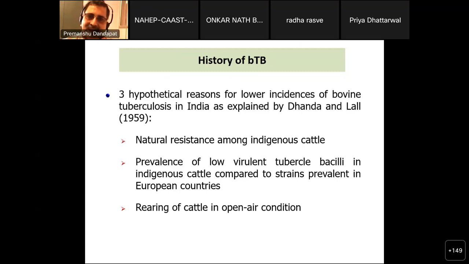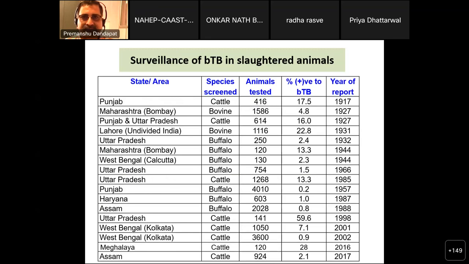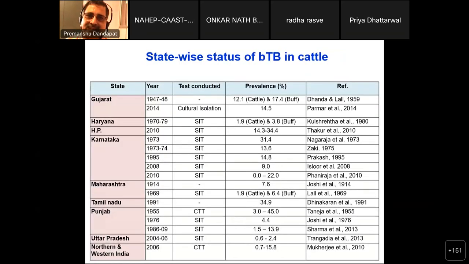I'll just tell how we are exploring and getting the real information on tuberculosis in India. If you have a look at this slide, different people have worked on the surveillance of bovine tuberculosis in slaughtered animals, and you can see the percent positivity ranges from 0% to 60%. So it's very difficult to conclude, because no national surveillance program has been conducted yet in India. Even with testing or screening of cattle by different tests like the tuberculin test or gamma interferon assay, the prevalence varies with lots of variations.